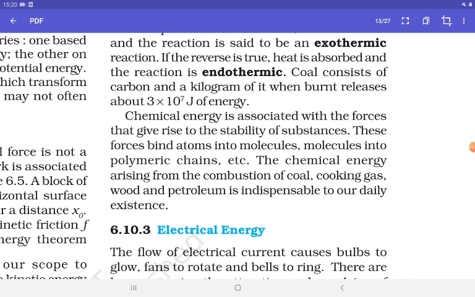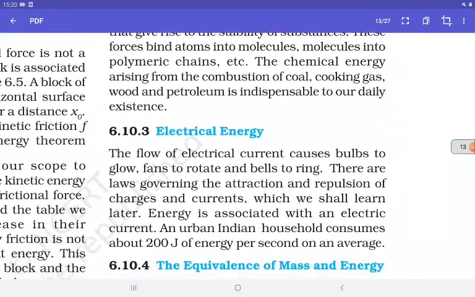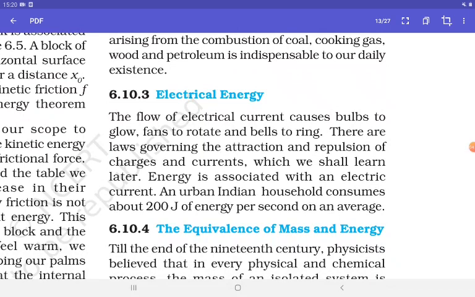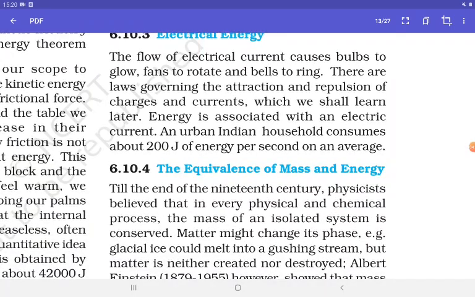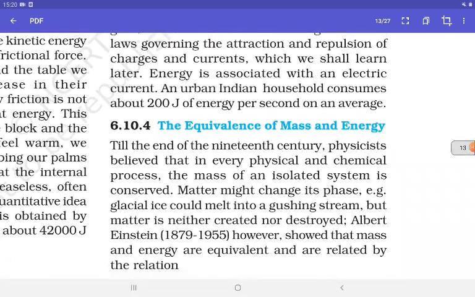Electric energy. The flow of electrical current causes bulbs to glow, fans to rotate, and bells to ring. There are laws governing the attraction and repulsion of charges and currents, which we shall learn later. Energy is associated with an electric current. An urban Indian household consumes about 200 joule of energy per second on an average. The equivalence of mass and energy.